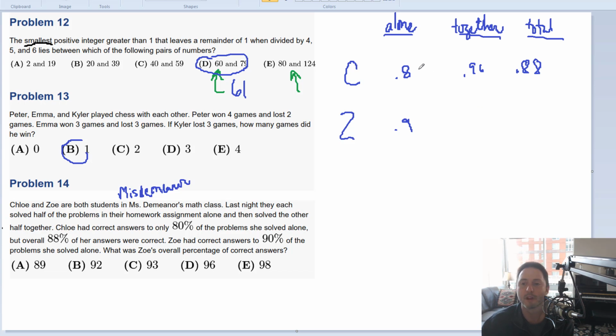Now let me just, I don't know if I need to do this, explain this further. What a weighted average is. She did half the questions by herself and half together.